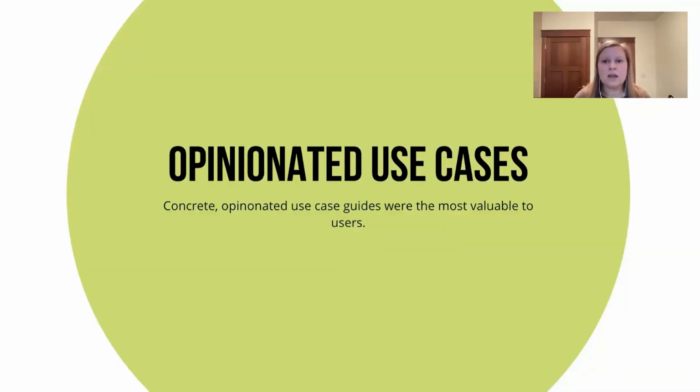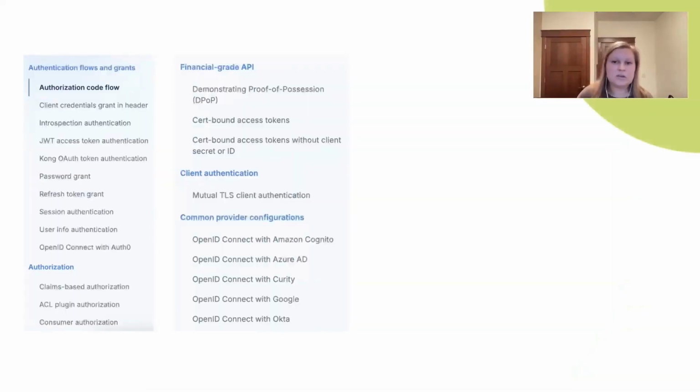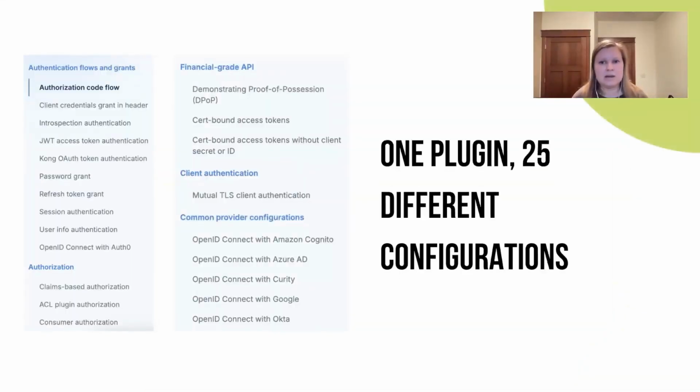For our users, concrete, opinionated use case guides were the most valuable. Just to illustrate this point, we have one plugin, the OpenID Connect plugin, that has at least 25 different ways it can be configured depending on the use case. While this isn't an extreme case, many of our users use features in different ways, and they feel frustrated when they find a guide that's too generic and isn't specific to their use case.